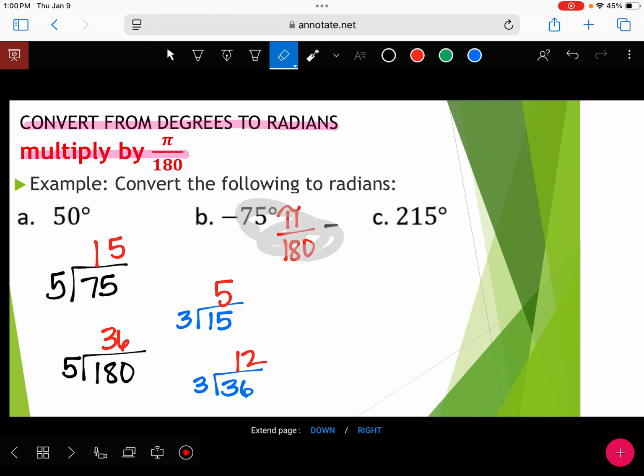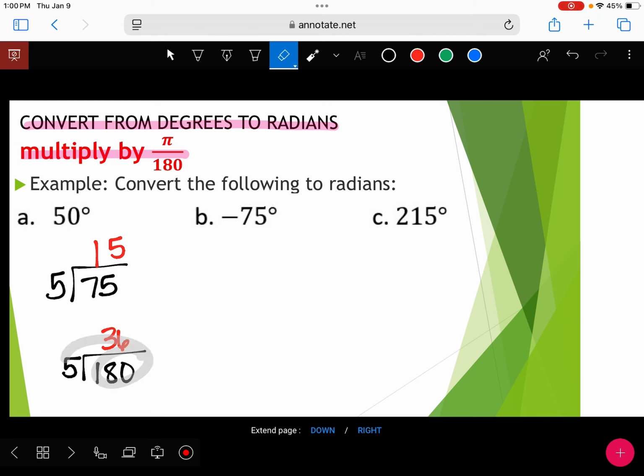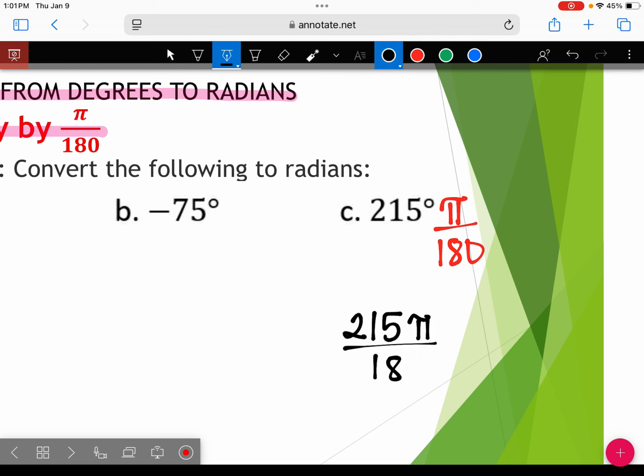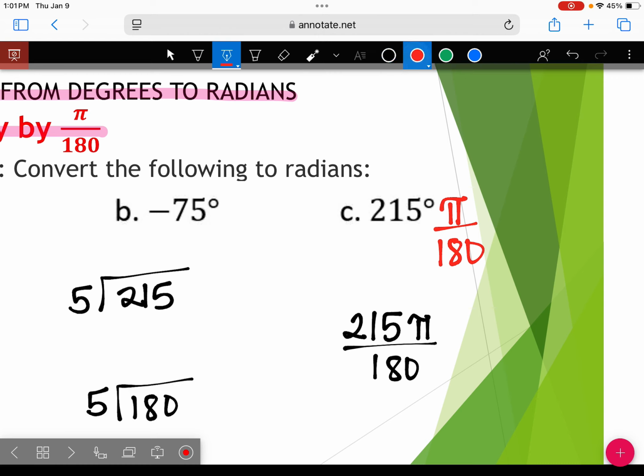215. Go ahead and copy that down. Convert that to radians. So that gives us 215 pi over 180. So off to the side, divide 5 into 215, 5 into 180. Now we already did 5 into 180, and we knew that that's 36, so we don't need to redo that math. But go ahead and do 5 into 215.